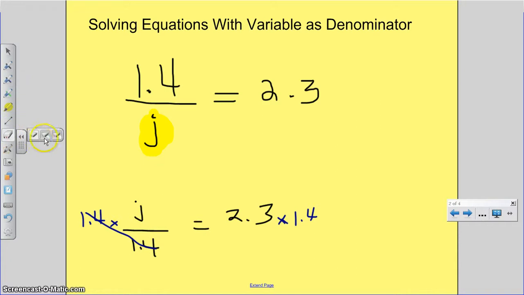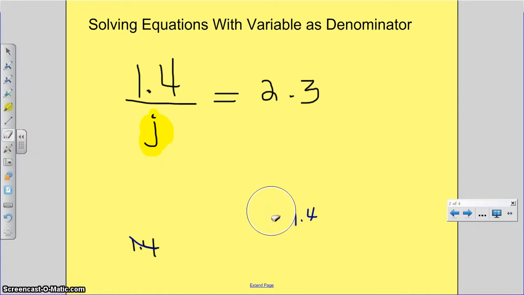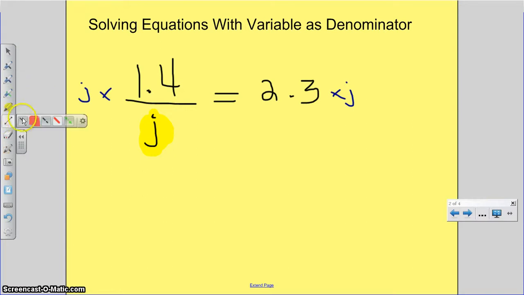So we're going to do the same thing. We're going to execute that. We're going to multiply by that denominator. This time the denominator happens to be j. So we're going to multiply this by j and this by j. Okay, we're going to get that desired effect of canceling that.